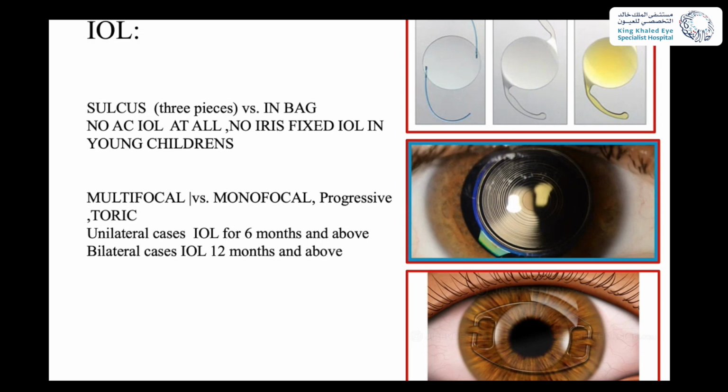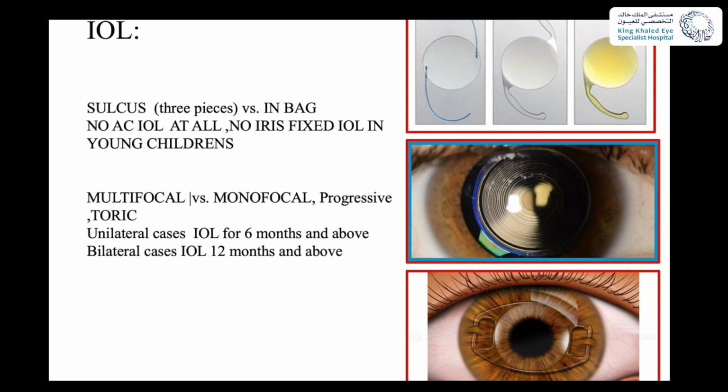Multifocal versus monofocal, progressive, toric, all these types of lenses, you have to think about before you put them. Normal lenses will work. Progressive lenses now are working very well for adult patients after phacoemulsification. They could be a good choice in the pediatric age group.